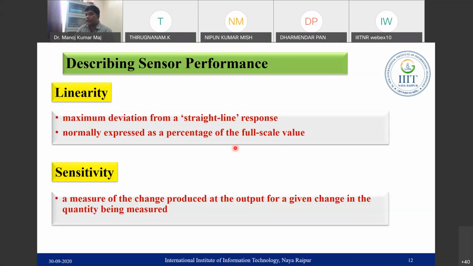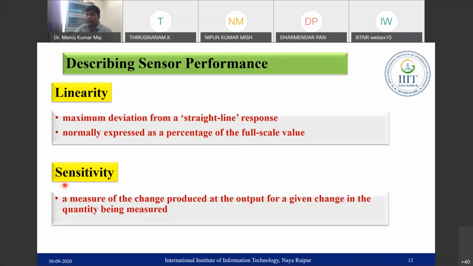This linearity is normally expressed as a percentage of the full scale value. Full scale value means that all the voltage parameters, current parameters, and maybe some other physical parameters are already defined. So what should be the percentage of the measured value relative to its actual value? That is called the linearity. We have to check how linear the characteristic is, so we always have to check that.